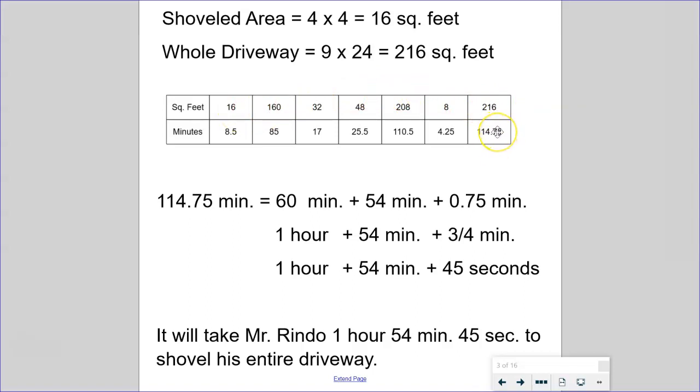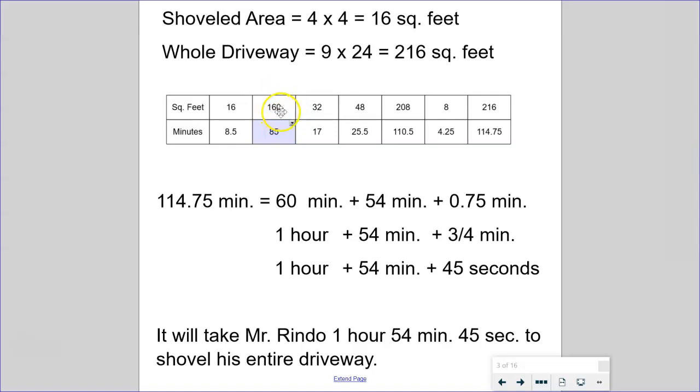Now you can see I have my answer down here already, but I want to talk to you quickly about how I got there. So right away, I was at 16. I knew what 16 feet was. I was trying to find out what the time would be for 216. So I went ahead and multiplied 16 times 10, and that gave me 160 square feet, which means that 8 5/10 minutes was also multiplied by 10, and that gave me 85 minutes. So that was a nice big jump right away.